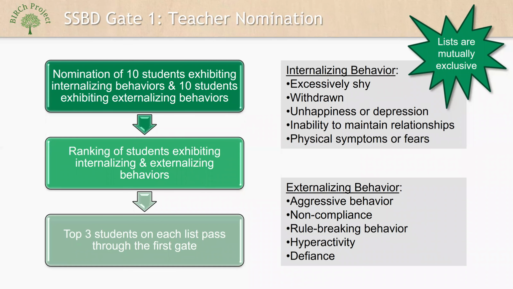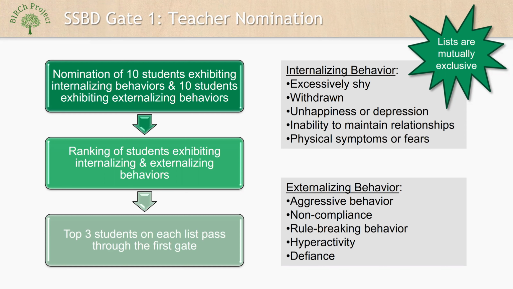So at the first gate of the SSBD, to be more specific, as I said, the teacher starts by nominating 10 students who exhibit patterns of behavior that align with internalizing problems and 10 students who exhibit patterns of behavior that align with externalizing problems. And there are some examples here. These lists are mutually exclusive. So if a teacher nominates a student for internalizing problems, that student is not included on the list for externalizing problems.